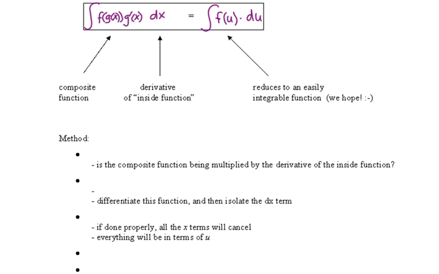That's a composite function, and then g prime of x. So this is our composite function, and remember, our composite function was always multiplied by the derivative of the inside.